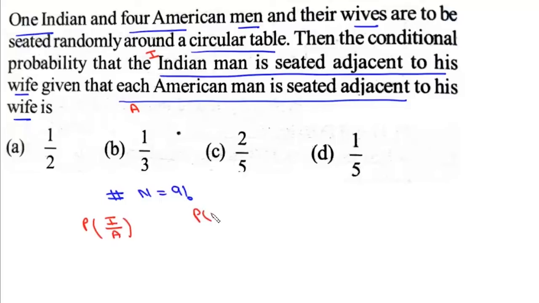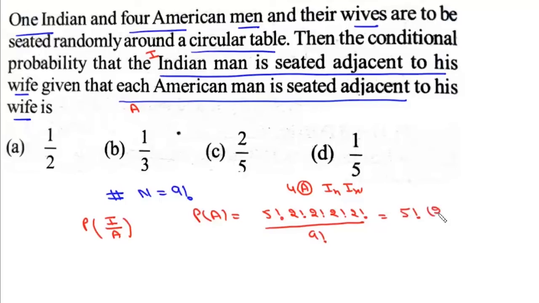Now first we'll calculate this probability that all American men are sitting adjacent to their wives. So here we have 4 pairs of American couples, and then we have the Indian husband and Indian wife. Now we have to arrange these 6 objects on a circle, which can be done in factorial 5 ways. Now each American couple can be arranged in factorial 2, factorial 2, factorial 2 and factorial 2 ways. So this probability will be factorial 5 into factorial 2 to the power 4 divided by factorial 9.